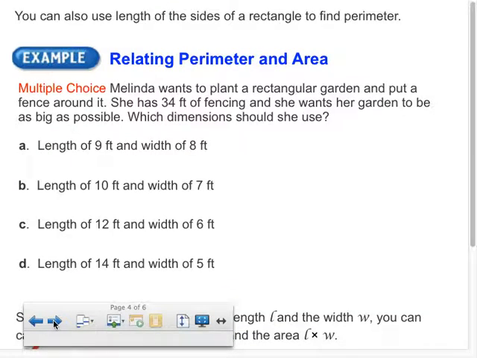Now, the next problem's a little bit challenging. So I need to go back and remind you of some things that we know. Before I go to the example, you can use the length of the sides of a rectangle to find perimeter. So can somebody tell me, if I wanted to find the perimeter of a rectangle, how do I go about doing that? Kalila.